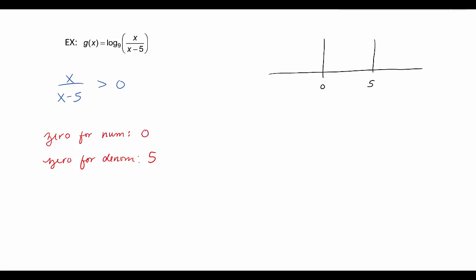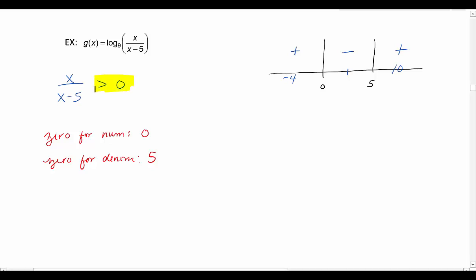Something less than 0, so I'll choose negative 4. Plugging negative 4 in, I'm going to get negative 4 on top and negative 9 on bottom. Negative divided by a negative is going to leave us a positive. Choosing a number between 0 and 5, I'm going to choose 1. Plugging 1 in, I'm going to get 1 over negative 4, so that'll be negative. And then lastly, choosing a number greater than 5, let's choose 10. Plugging 10 in, I'll have 10 over 5. Well, that's going to be a positive.